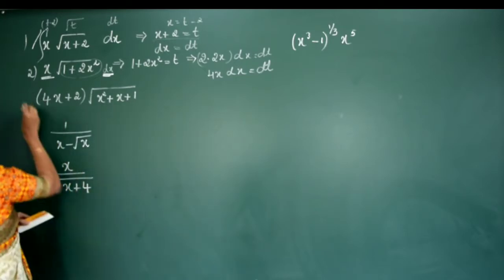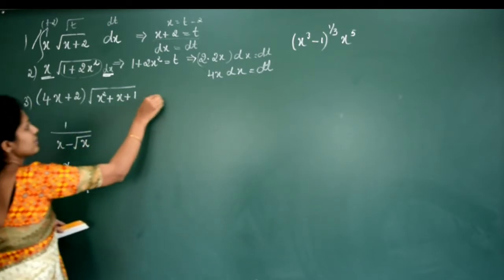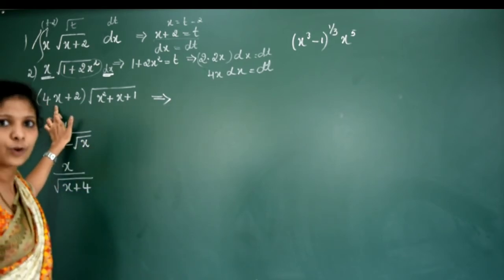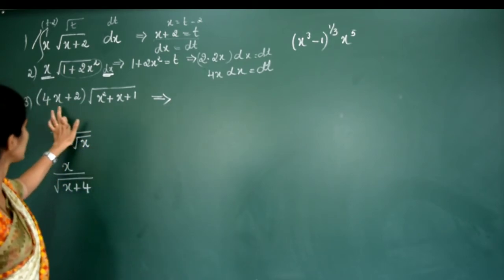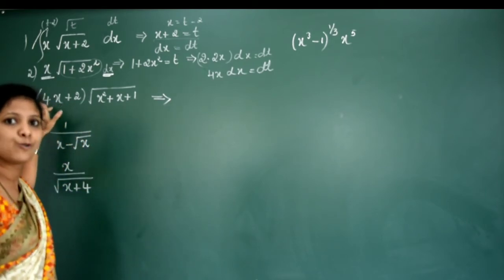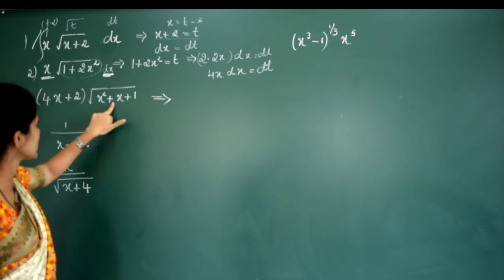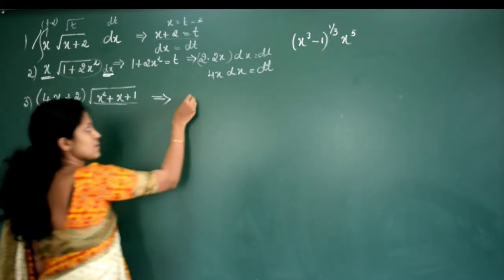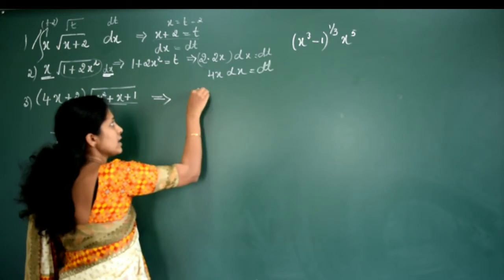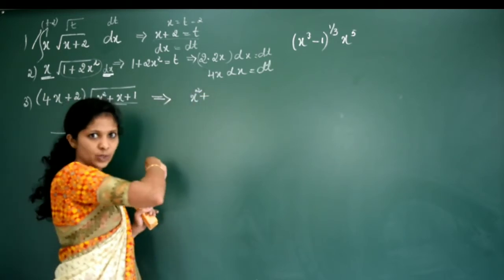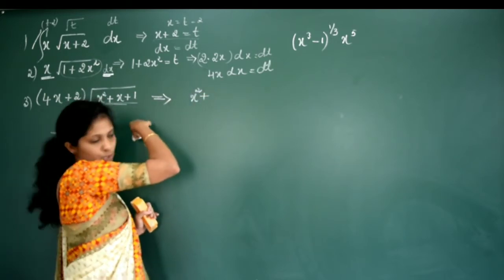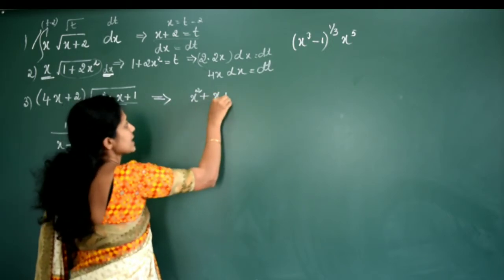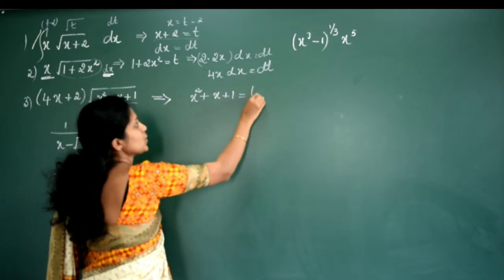Next one, third one. See here, for this substitution, can we give it for 4x plus 2? Not possible. Now if you give it for this one, it will be only 4 into 1. We will not get this one. But if you give the substitution as x square plus x plus 1 is equal to t, we have to write step by step, okay? You can expect sometimes this type of question for 3 marks also.